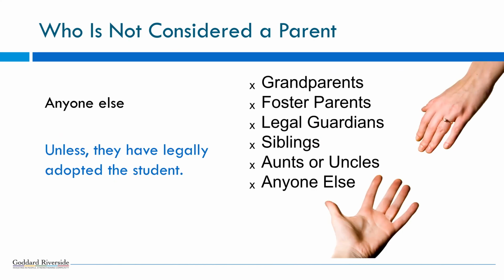So who is not considered a parent? Basically anyone else. Unless they have legally adopted the student, nobody else qualifies as a parent. So no, the grandparent does not, foster parent, aunt, uncle, brother, sister, cousin, anybody that the student is living with. And I know I said that fast, so I will give translation a second to catch up. But anybody else that is not. So unless the person has legally adopted the student, if they're one of these other categories, unfortunately, they are not considered a parent for the FAFSA.